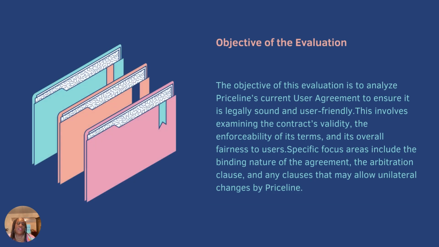We will now move into the objective of the evaluation, which is to analyze Priceline's current user agreement to ensure it is legally sound and user friendly. This involves examining the contract's validity, the enforceability of its terms, and its overall fairness to users. Specific focus areas include the binding nature of the agreement, the arbitration clause, and any clauses that may allow unilateral changes by Priceline.